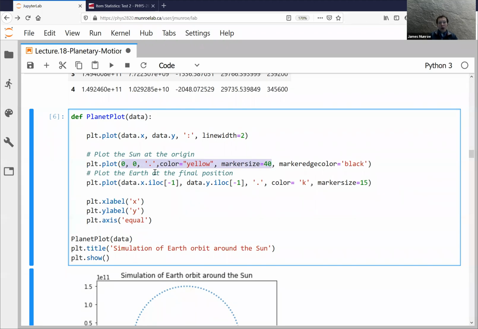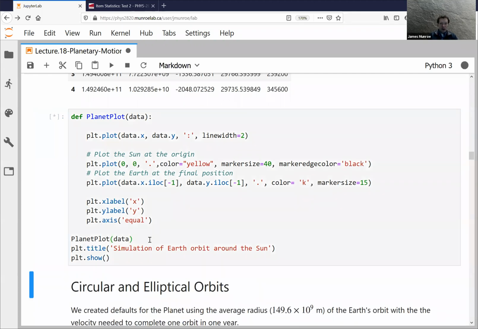The Earth, what I'm going to do is plot it not only as its trajectory, but also where it ends up. So I'll go to the very last value in this table and plot a dot, and I'll make it black, and it'll be smaller. And if you wanted to make it blue, be my guest, you could. This is a function that will sort of show you a schematic of what the orbit looks like, so that when I call it planet plot of data, I get a picture like the following.